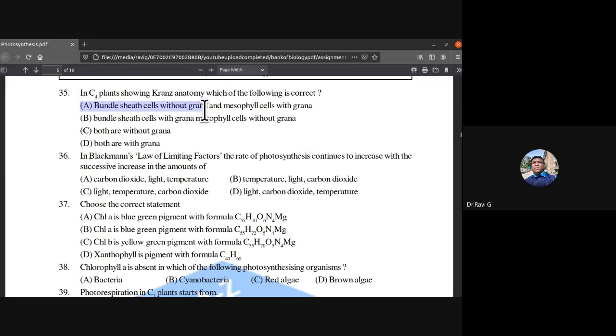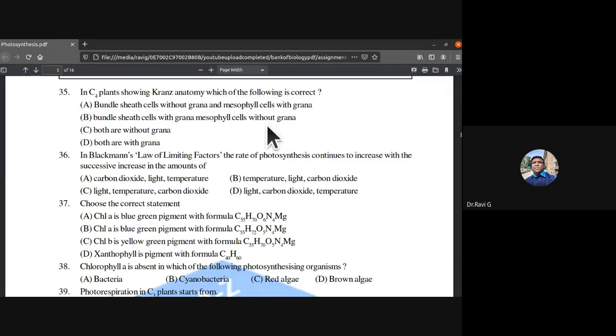See, bundle sheath cells without grana and mesophyll cells with grana is the correct statement. So bundle sheath cells have rudimentary chloroplast, mesophyll cells have the normal chloroplast with grana. So 35th A is the right answer.